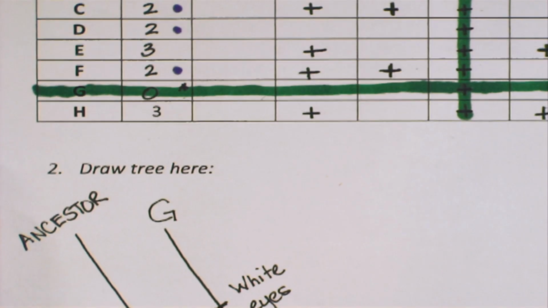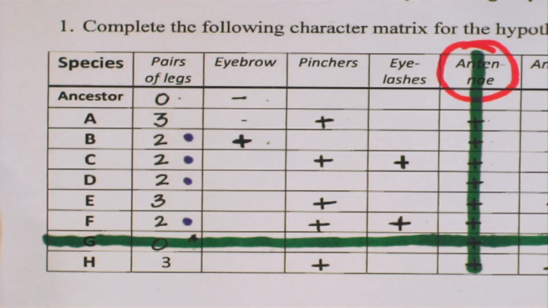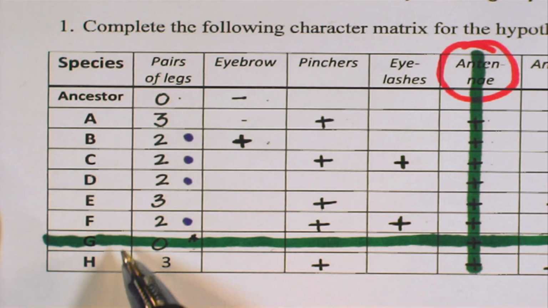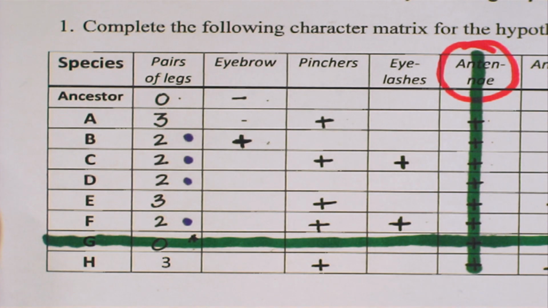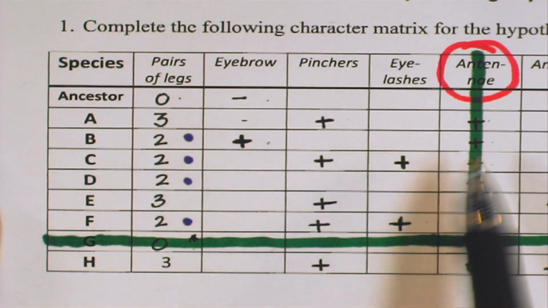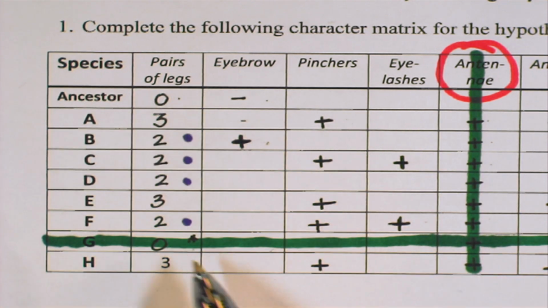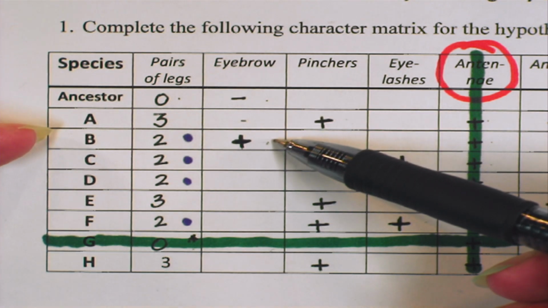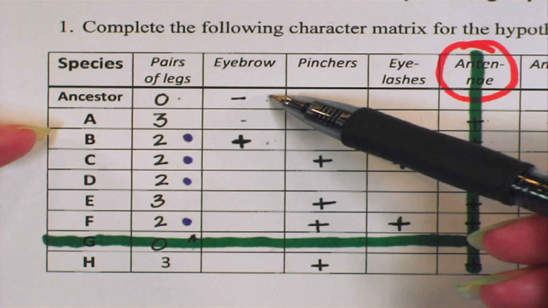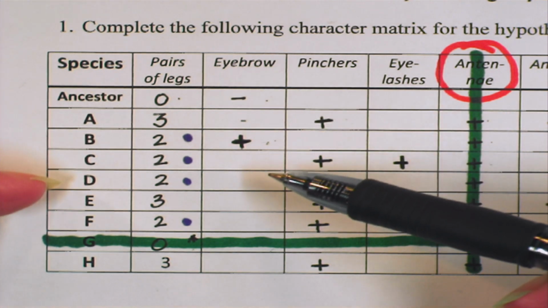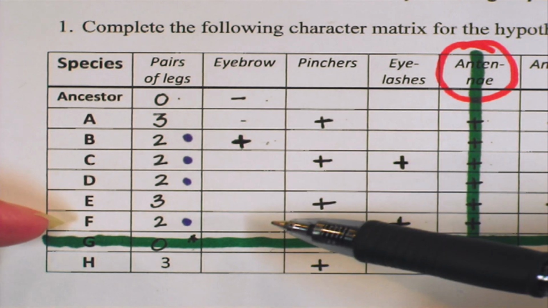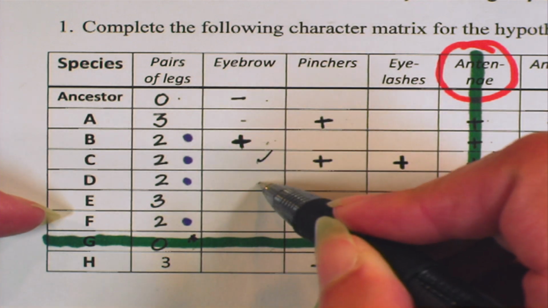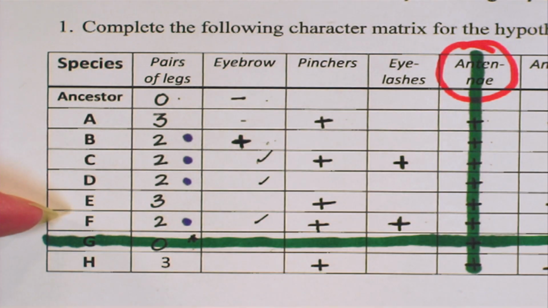All right, the next thing that I want to do is take a look and see, now that I'm basically highlighting B, C, D, and F, do any of those actually look more like the ancestor now if I ignore the pairs of legs? So let's see, it's not going to be B because B has an eyebrow and the ancestor does not. But I notice here that C, D, and F are going to be the same. So I'll just make little checks right there to show, yeah, they're the same.